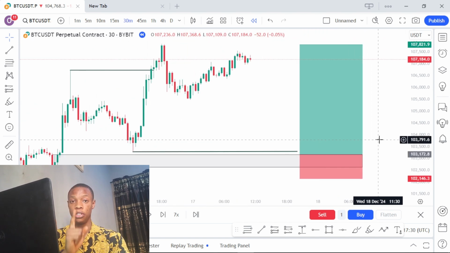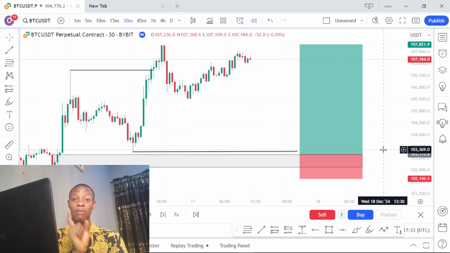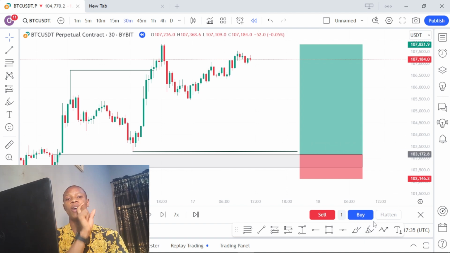I also went ahead and took another trade on GBPJPY, but that trade was just a pure gamble. Right, I didn't get my confirmation, but I still took the trade.